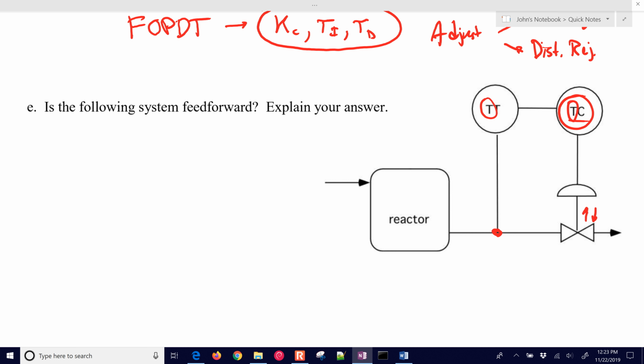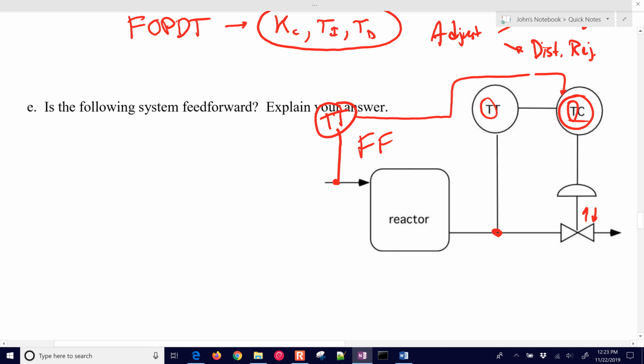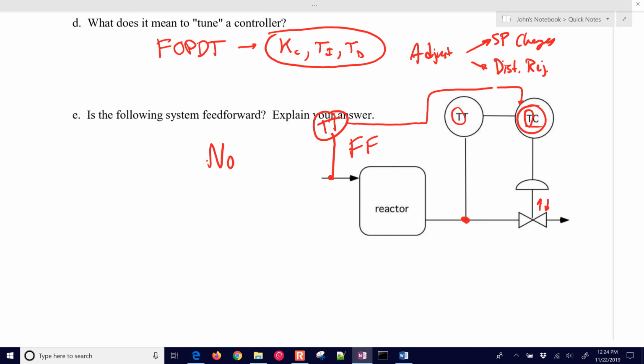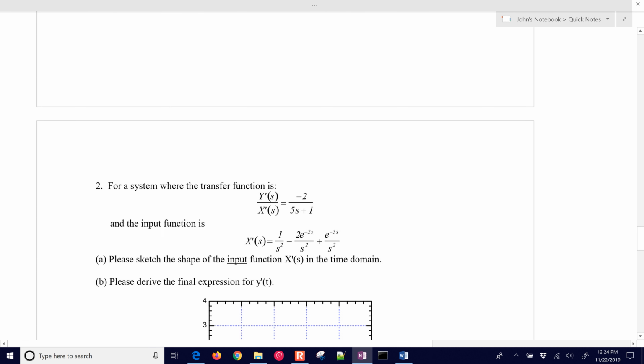Now a feed forward controller might be if you changed that temperature transmitter or installed a new one right here and then tied that information into the temperature controller. That would be an example of a feed forward controller. Okay, so the answer is no, that's not, because we're measuring and controlling the same thing. Alright, let's go on to the next one.